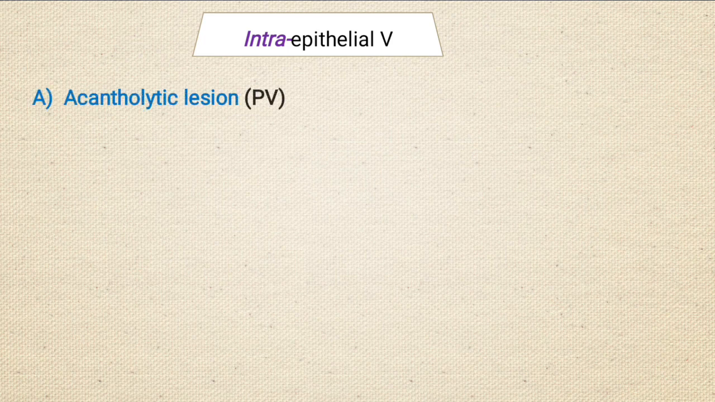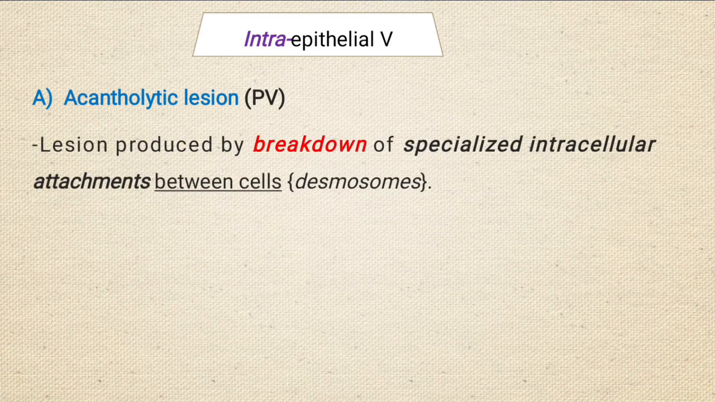They are acantholytic lesions, and these acantholytic lesions are characterized by breakdown of the connection between the cells. The lesions are produced by breakdown of a specialized intercellular attachment known as desmosomes, which connect cells together and make them work in harmony. That's the normal physiological process. So breaking down of this intercellular connection, or desmosomes, leads to rupture of these cells and destruction of parts of the epithelium, leading to bulla or vesicle formation.